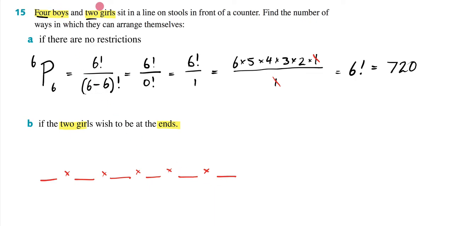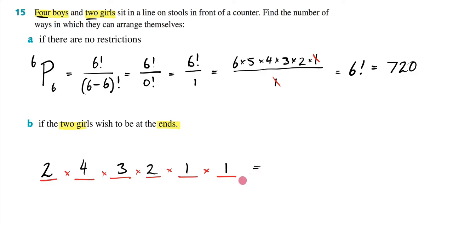Well, if I know that I have 2 girls, then to fill this spot, I have 2 options. And then to fill this spot, well, I've already put 1 girl here, so there's only 1 left that I have to put there. Now I need to use up all the boys, and they're going to be in the middle here. Now I have 4 boys. Remember, I initially had 6 people to deal with. Then I got rid of 2 girls, and now I only have 4 left. Or you could just say I have 4 boys that I have to place now. So that's going to be 4, 3, 2, 1.